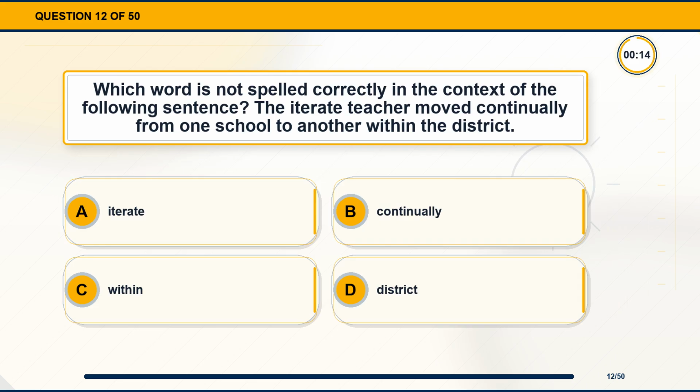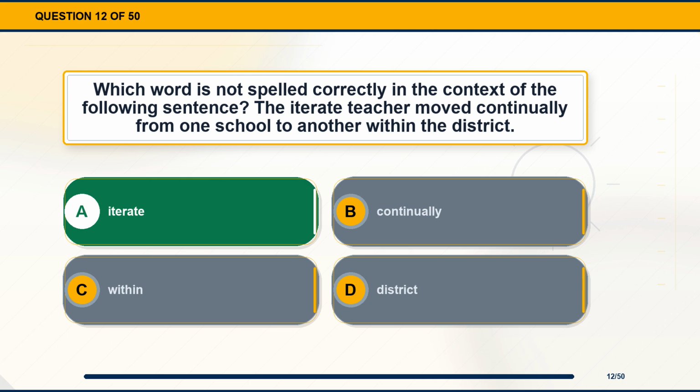Question 12. Which word is not spelled correctly in the context of the following sentence? The iterate teacher moved continually from one school to another within the district. Option A, iterate. Option B, continually. Option C, within. Option D, district.